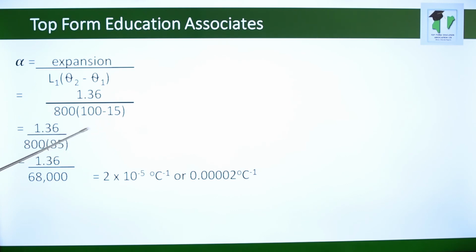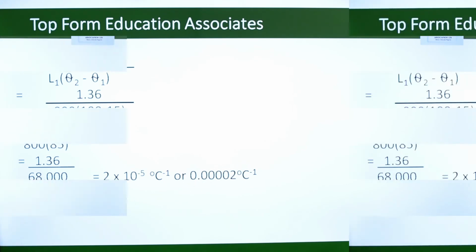So now we have 1.36 over 800 times 100 minus 15, which gives you 85. So we have 1.36 over 68,000, because 800 times 85 gives you 68 thousand. So 1.36 divided by 68,000 gives you 2 times 10 raised to the power minus 5 per degree Celsius. We can have it to be 0.00002 per degree Celsius. I think it's clear to you.